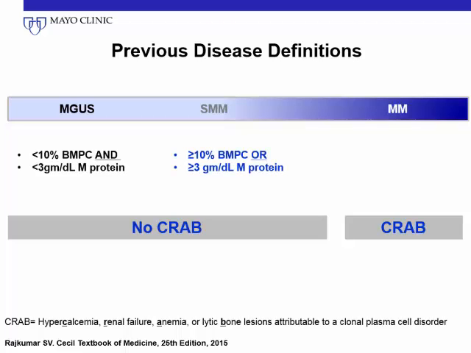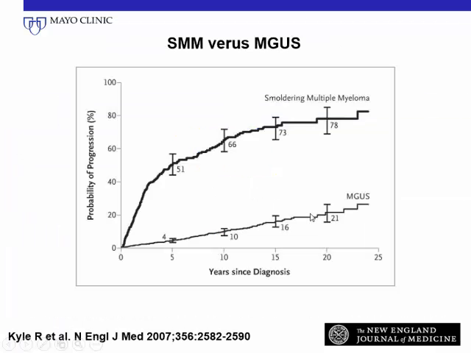And he split MGUS and smoldering based on the number of plasma cells. If you have less than 10% plasma cells, less than 3 gram M spike, that's MGUS. If you have 10% or more plasma cells or more than 3 grams M spike, that's smoldering. And that MGUS, smoldering, and myeloma, this was the continuum divided based on M spike size, bone marrow plasma cells, and CRAB or no CRAB.